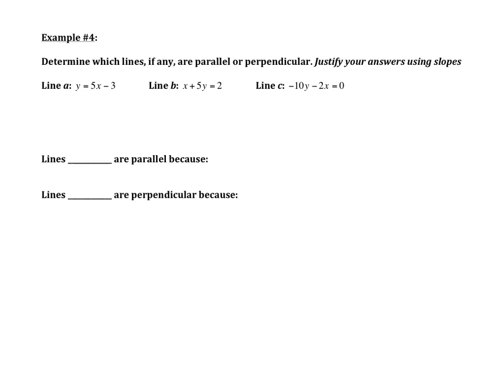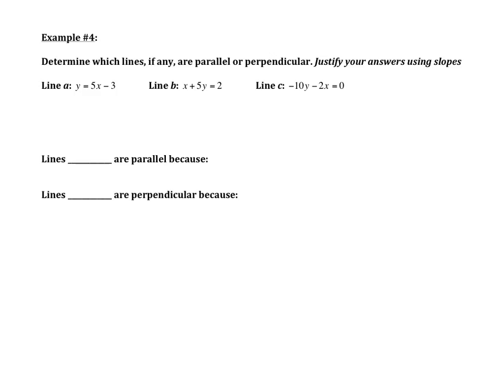It says justify your answers using slopes. So I see parallel and perpendicular. I know that parallel lines have the same slope, and I know that perpendicular lines have opposite reciprocal slopes, and I'm supposed to justify my answer using slopes. So I'm going to first find the slope of each of these equations so I can compare them. If they're the same, they're going to be parallel. If they're opposite reciprocals of each other, they'll be perpendicular.